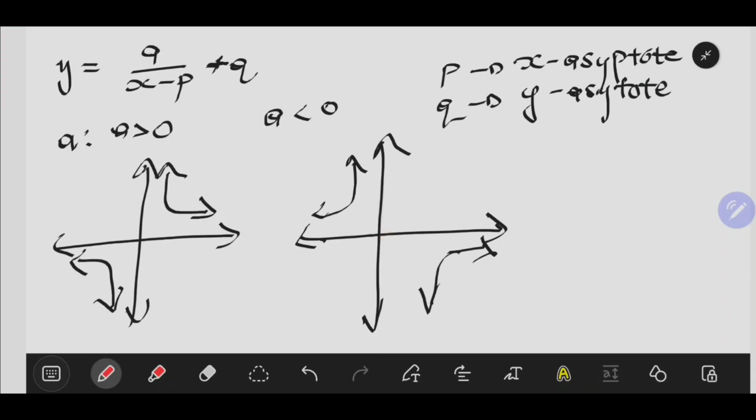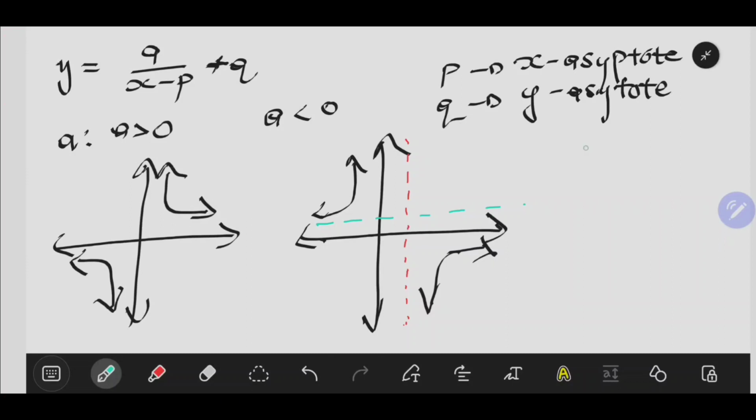Meaning that p as our x asymptote, when we do it on this graph, we know that it will be our vertical asymptote. It will be a line cutting on the x-axis, just like this. And then the value of q, which is our y asymptote, or we can call it the horizontal asymptote, it will be like this on a graph. Then these are our asymptotes.